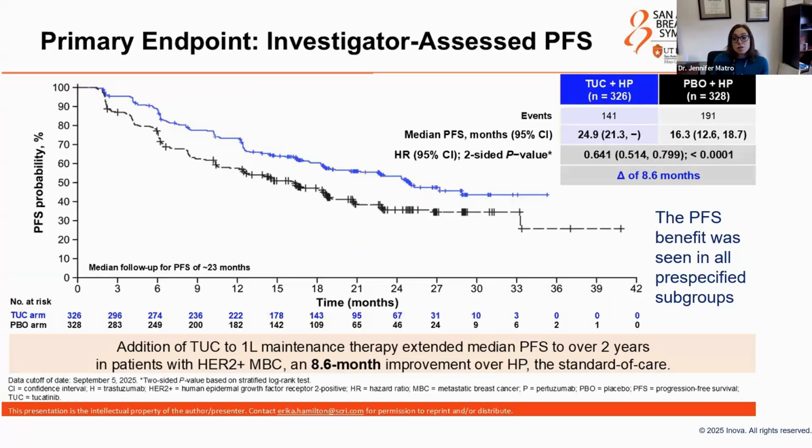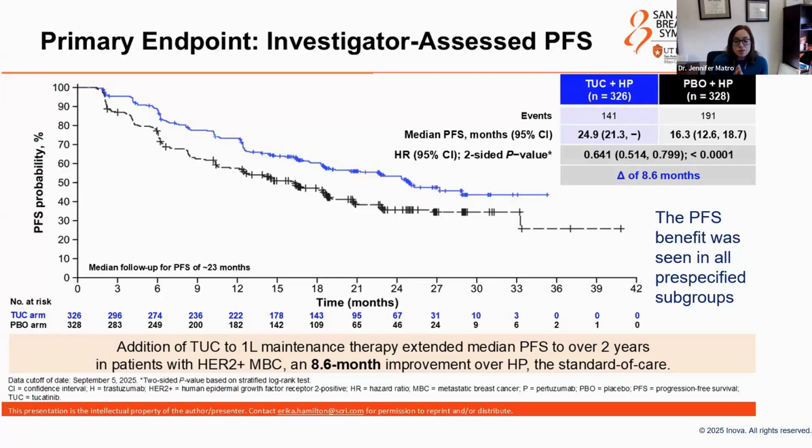So this is the kind of curve that we like to see. This is where they separate early and they separate far. So there was a difference of 8.6 months in that. So tucatinib delayed the time to progression, kept patients on that maintenance therapy for almost 9 months longer than patients who got a placebo. So this was really a very positive study. And this was really encouraging.